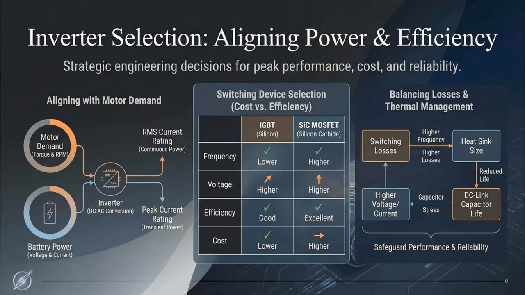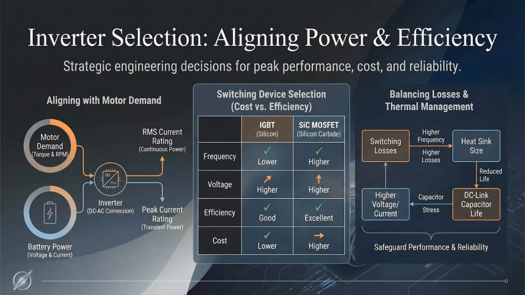Power electronics act as the brain and nerves of the EV powertrain. The inverter converts the DC battery power into AC for the motor. Selecting an inverter requires matching its current rating, voltage rating, switching frequency, and cooling ability to the motor. Higher switching frequency offers smoother control but increases heat.